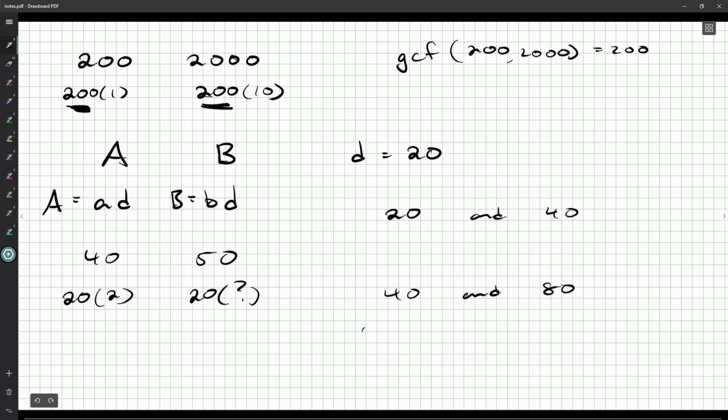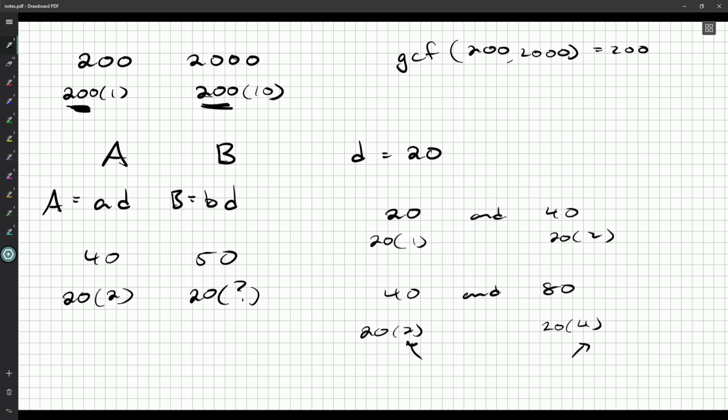Now, you might say, oh, well, both of these can be written as 20 times something. Now the big question is, how do I know if there's more? Well, take a look at the numbers that are left over. 2 and 4. Do they have anything in common? Do they share any factors? 2 and 4 are both even numbers. They both have a factor of 2. And that tells me there's a bit more to this.